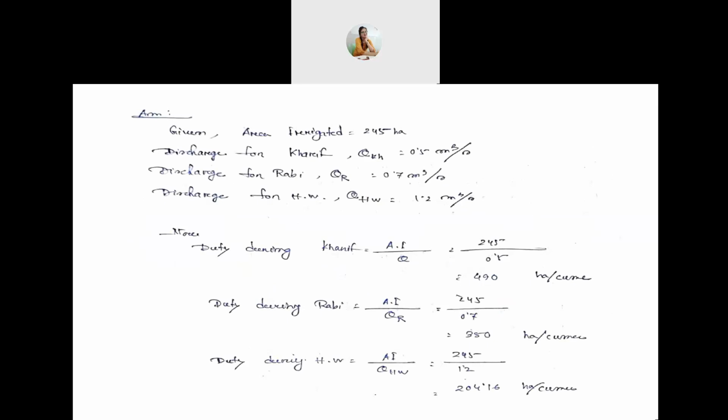So the area irrigated was given as 245, and discharge for kharif was 0.5. On dividing, we found the answer as 490 hectares per cumec. Duty during rabi is 350 hectares per cumec. Duty during hot weather is 204.16 hectares per cumec. You can note down this answer if you want to, but I will be sharing this slide with you.